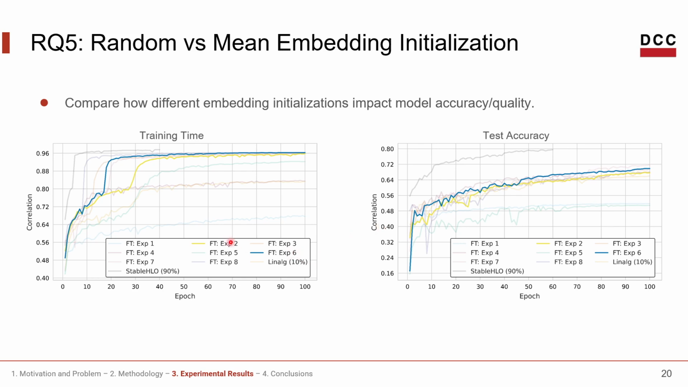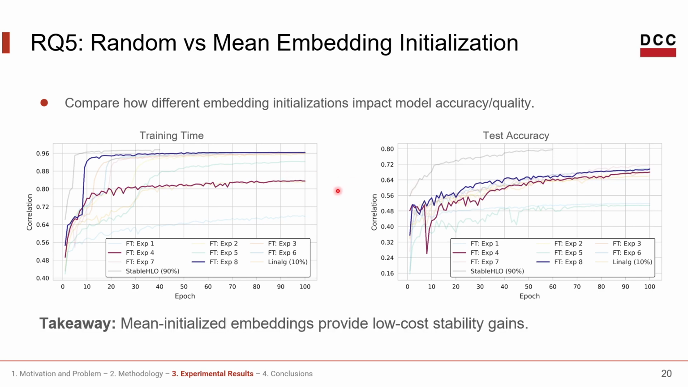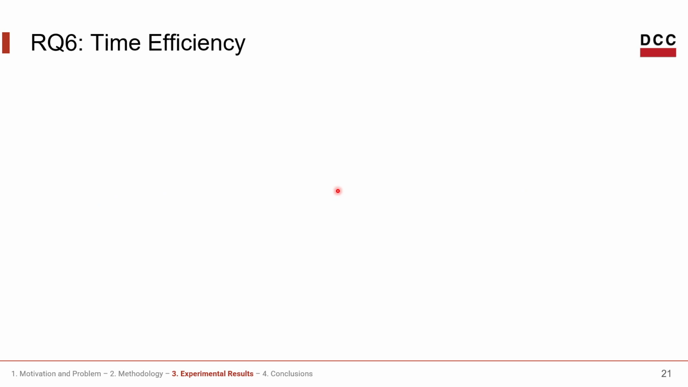Now for experiment 6 and experiment 2, experiment 6 using the mean, here they kind of get to the same place, and here experiment 6 mean initialization wins. Here they get to the same place as well, while in here mean initialization wins again. And in this case, experiment 8 against experiment 4, mean initialization wins against both cases as well. So the takeaway is that mean initialized embeddings provide low-cost stability gains.